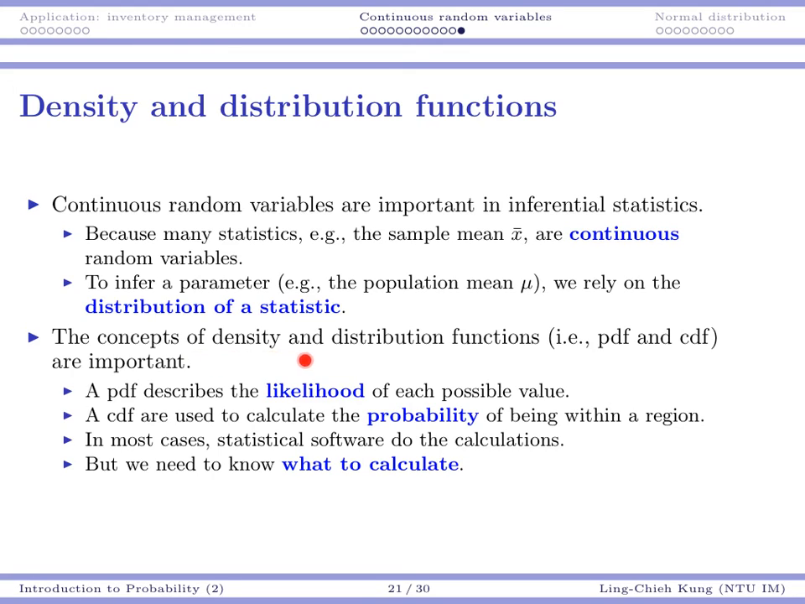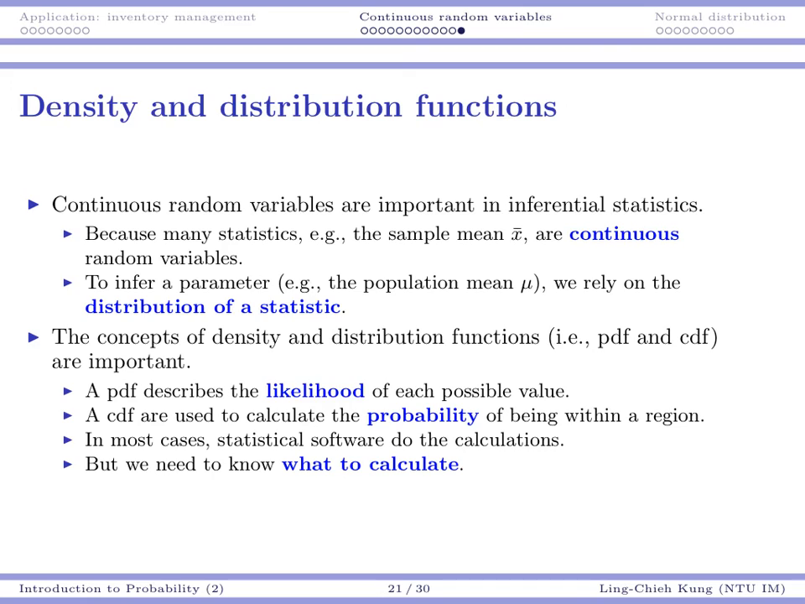The concepts of density and distribution functions, that just means PDF and CDF, are very important. A PDF describes the likelihood of a given value, and the CDF is the probability for X to be within this region or that region. PDF describes likelihood, not probability, and the CDF is used to calculate the probability for X to be within a given region. In most cases, we will just use software to calculate the probability.